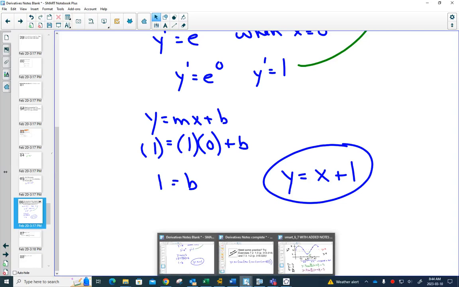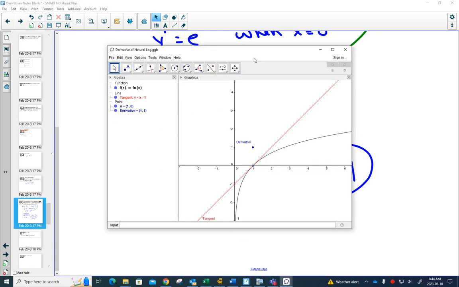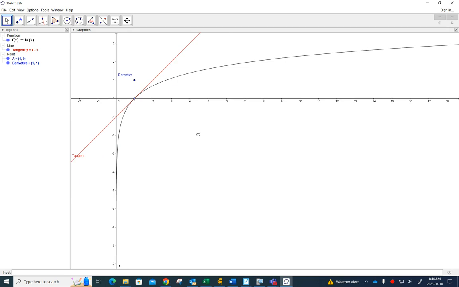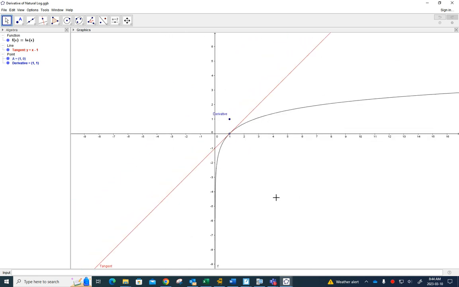Next, we look at the graph of the natural log. Remember, the natural log graph is an inverse of an e to the x graph. So it has an asymptote at x equals 0. Same sort of shape. Instead of (0, 1), it has (1, 0).